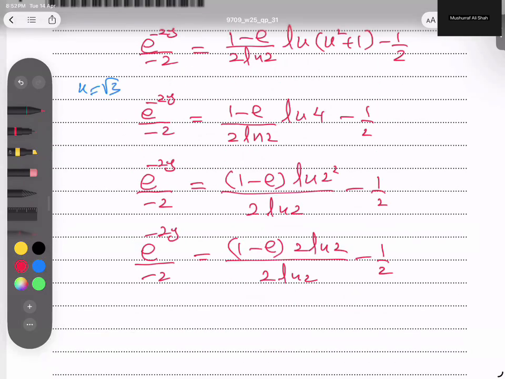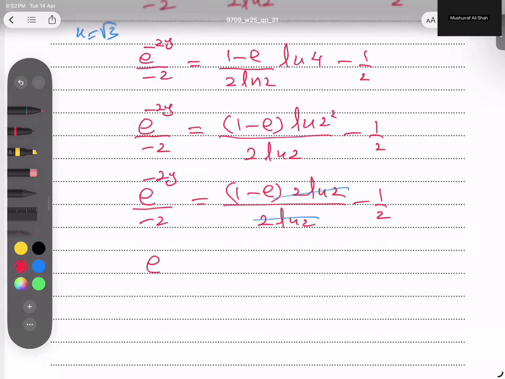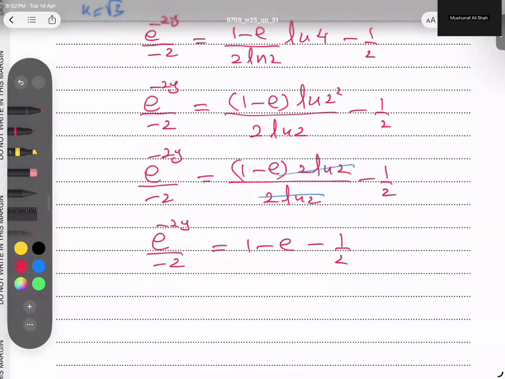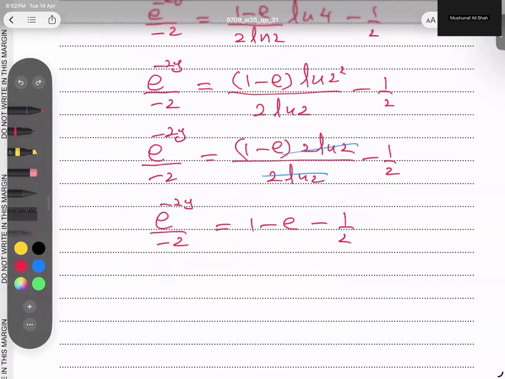So this completely cancels out, and we get e to the power negative 2y over negative 2, which gives 1 minus e and minus half. I think up till here it is very clear. Now students, what to do? This 2 is disturbing, so multiply the whole equation by negative 2. I get e to the power negative 2y, then positive 2e, and positive 1. Let me recheck. Negative and positive 2 cancel. Yes, correct. So this converts into 2e minus 1.